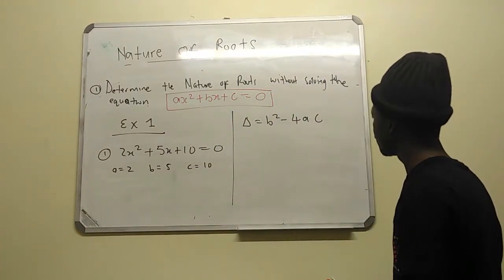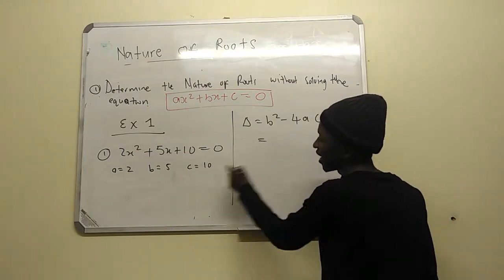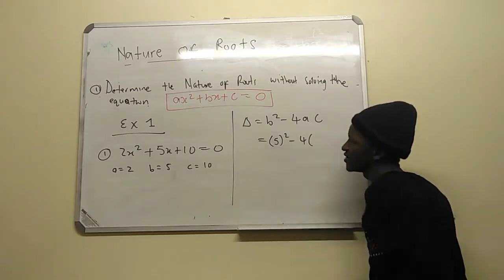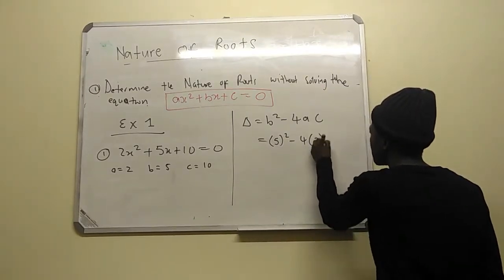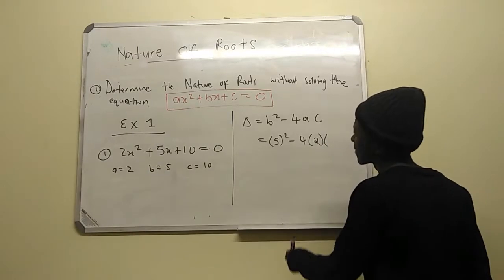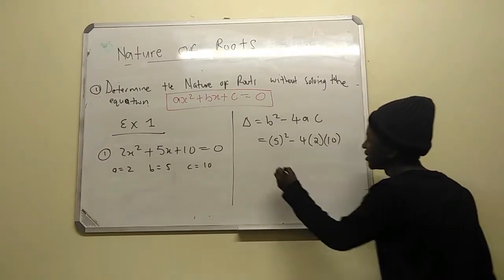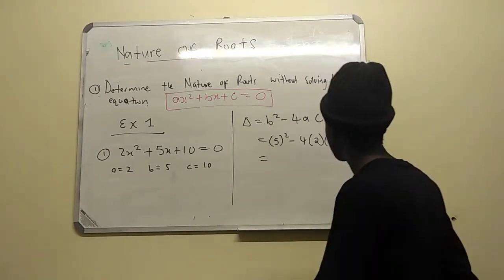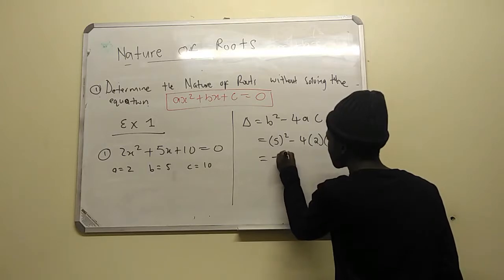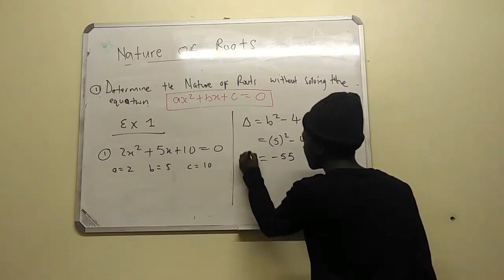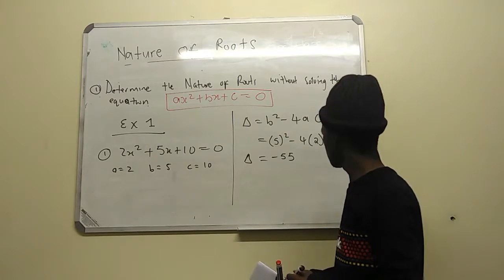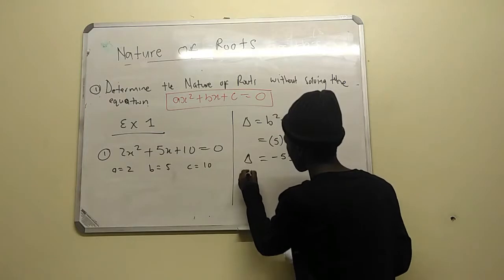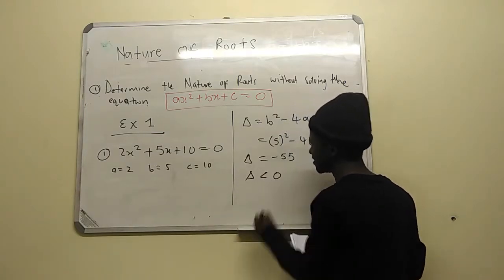Now we substitute into delta. My b is 5, so it's 5 squared minus 4, times a which is 2, times c which is 10. Then you can punch it in your calculator. I get minus 55. So the delta is minus 55, which means delta is less than 0.